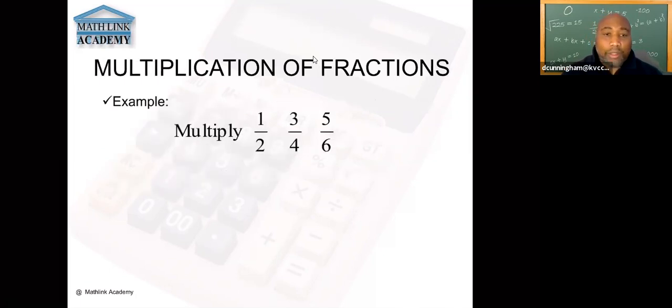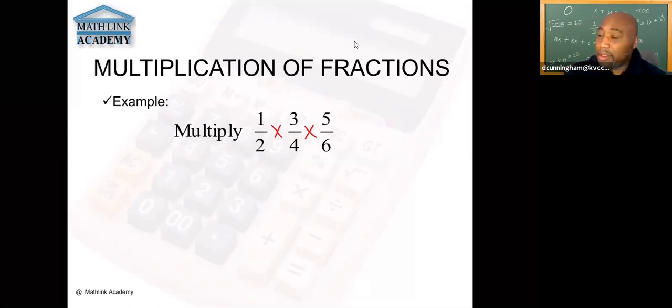So let's look at this particular problem that we have here. Now, we're missing our operation sign, so I'll put that in there for you. We're multiplying here. So all you do is multiply the numerators, 1, 3, and 5. 1 times 3 is 3, times 5 is 15, and then you multiply the denominators. 2 times 4 is 8, 8 times 6 is 48.